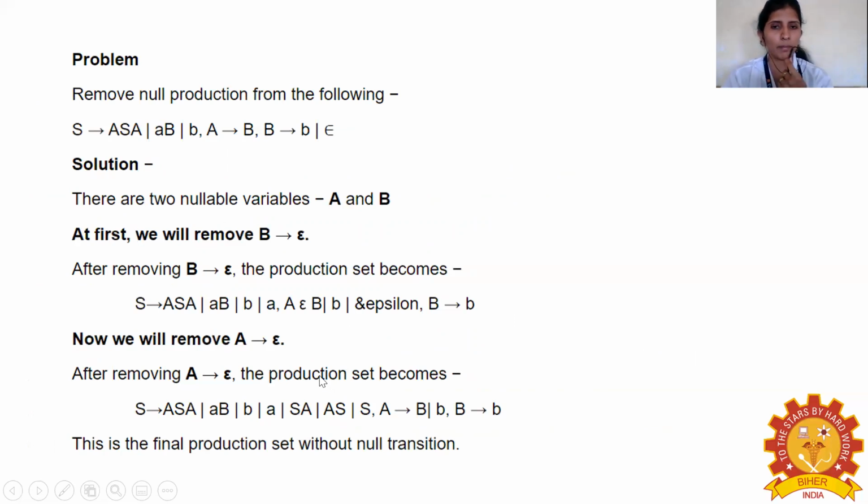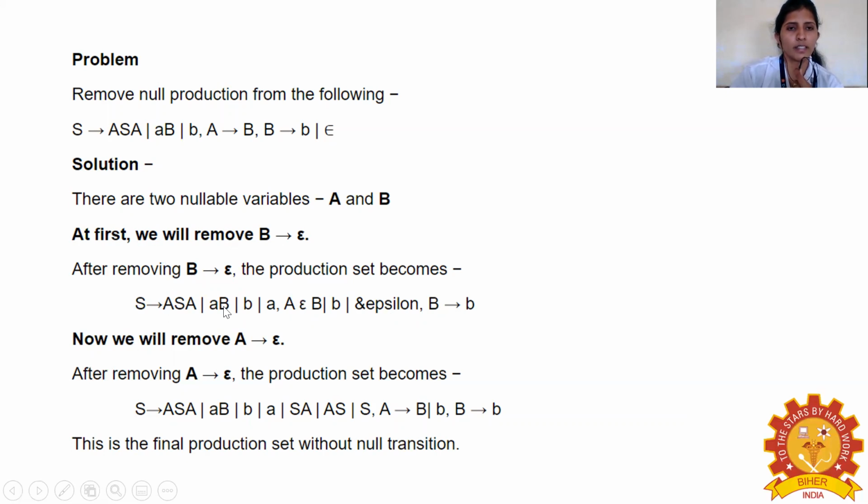So we will see a problem based on it. Remove the null production from the following: S to ASA or aB or b, A to B or b, B to epsilon. So the null production is here. First we will remove B to epsilon, and if B tends to epsilon, then we'll have A to epsilon also. So we have to remove these two variables. At first we will remove B to epsilon. After removing B to epsilon, the production set becomes S to ASA or aB or b or a.